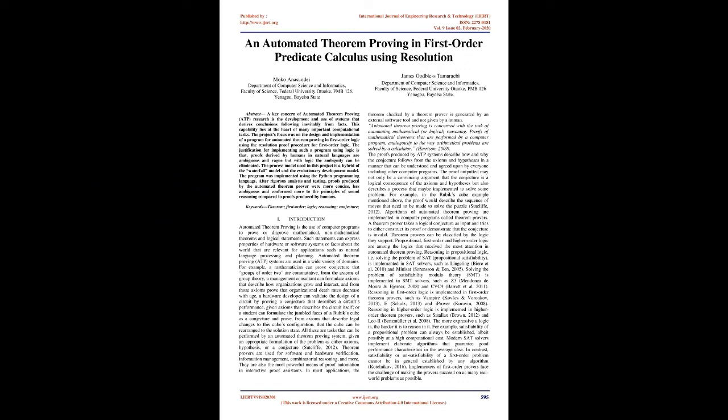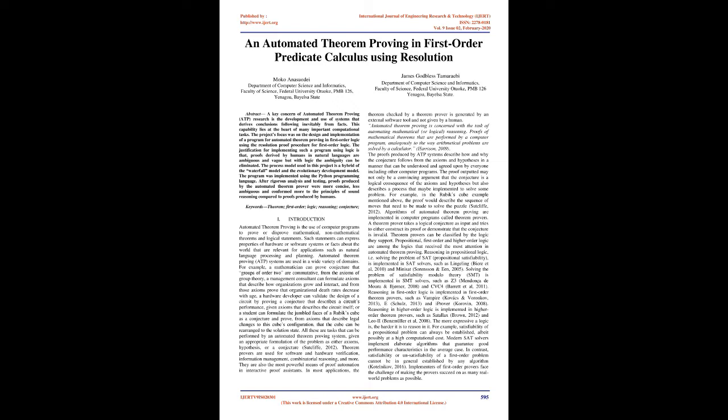Sutcliffe, 2012. Theorem provers are used for software and hardware verification, information management, combinatorial reasoning, and more. They are also the most powerful means of proof automation in interactive proof assistants. In most applications, the theorem checked by a theorem prover is generated by an external software tool and not given by a human. Automated theorem proving is concerned with the task of automating mathematical, or logical, reasoning.